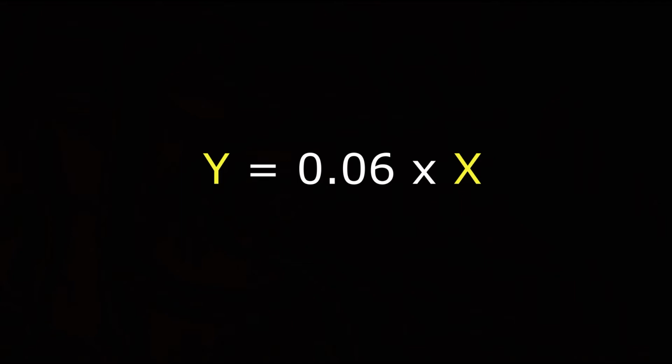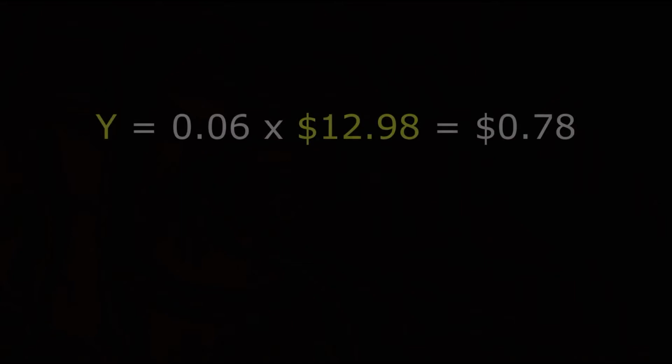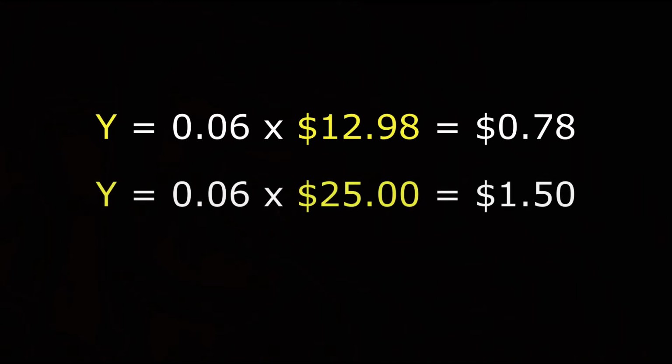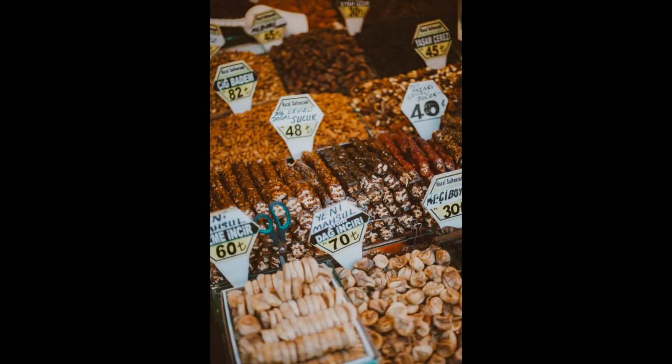In this example, the sales tax for the first product is 0.06 times $12.98, which equals 78 cents, and the sales tax for the second product is 0.06 times $25 or $1.50. By converting our question into a generic equation, we can use the equation to determine the amount of sales tax for multiple products with different base prices.